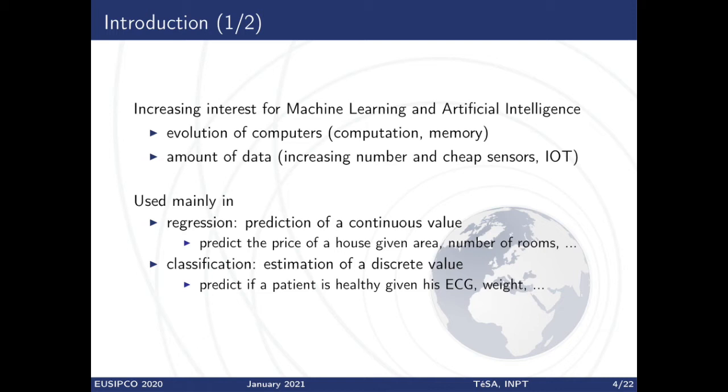Machine learning is mainly used in regression, which is the prediction of a continuous value. So for instance, the prediction of the price of a house given its area, its number of rooms, etc. And also in classification, which is the estimation of a discrete value. So for instance, if you want to predict if a patient is healthy or not, given its ECG, its weight, its age, etc.